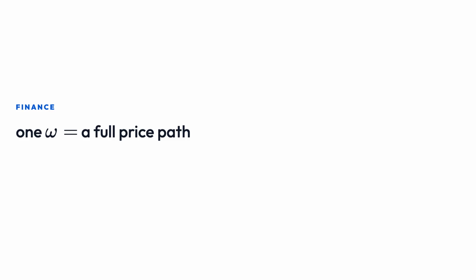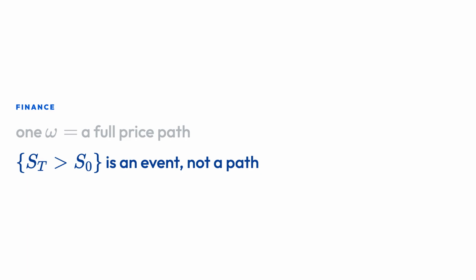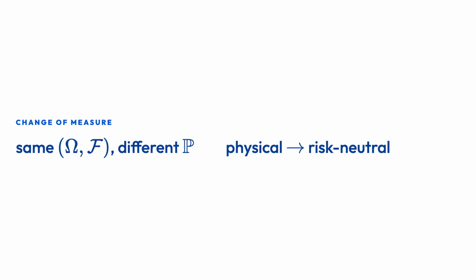In finance, one omega is a full market history, a price path, a rate path, a whole scenario. The observed price is a function of omega. The asset finished above its start is an event: all histories where that is true. Pricing and risk are statements about P of events, not about the single path you happen to live. A risk-neutral measure is a different P on the same omega and the same F, same events, different weights. That is how you change from statistics to pricing without changing the sample space.